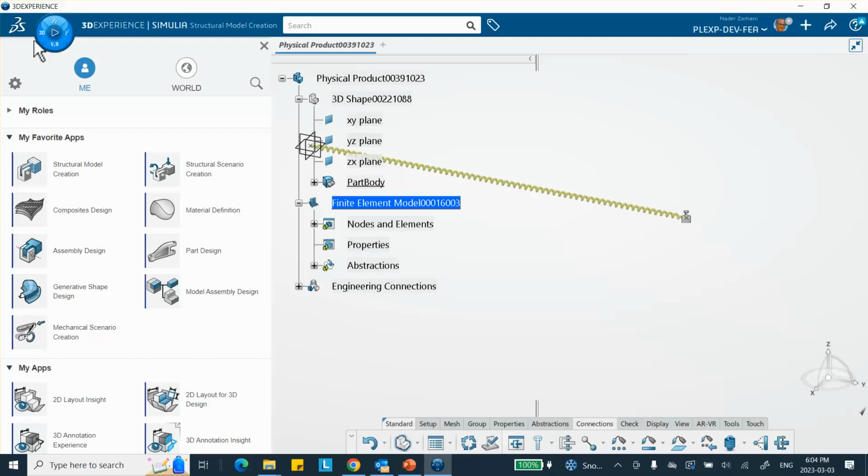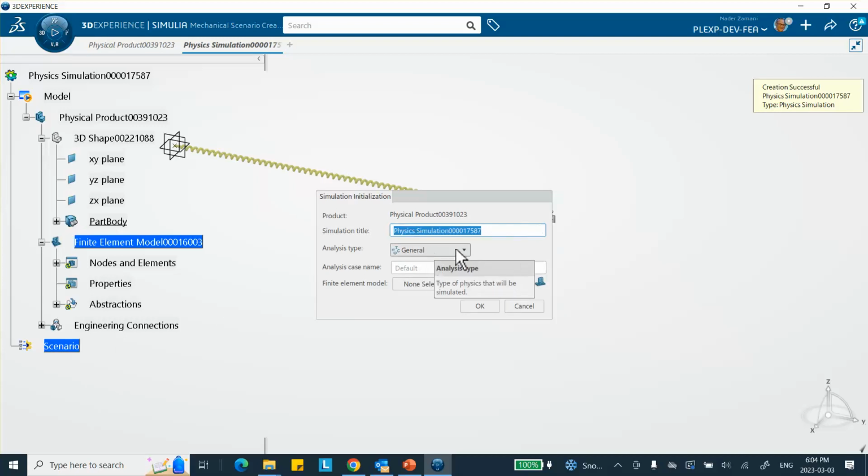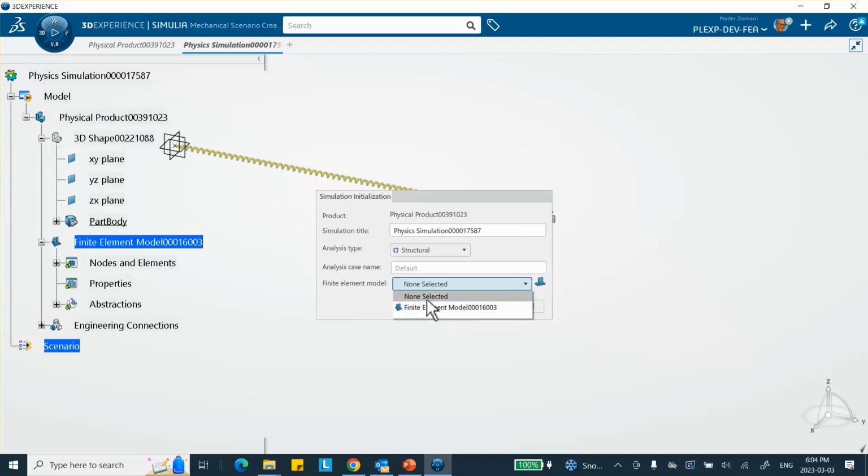So now, ordinarily, when I'm done with my model, I go to structural scenario creation. That's what I've been doing in the last 2, 3 years. But I've begun switching to this mechanical scenario creation because there's a lot of stuff that you can do here that cannot be done in structural scenario creation. You click on it, and make sure that you use the pull down menu to select structural, because if you do general, there will be some icons that are going to be a distraction, flux and temperature and things like that. So I changed it to structural, and for the finite element model, you use the pull down menu and select the one that we just created, and then we say okay.